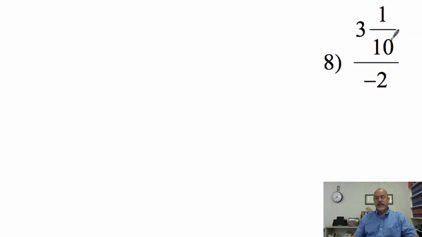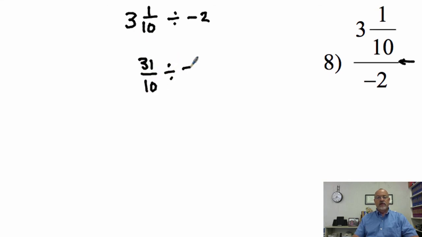So number 8 is another one of those problems where the division sign is written as a fraction. So we're going to rewrite this into something that looks a little bit more familiar to us. So we have 3 and 1/10, and then we have this fraction bar, which means divided by -2. Then I'm going to go ahead and change this into its improper fraction form. So this is 31 over 10 divided by -2, and we're going to put that over 1, make that into its fraction form.